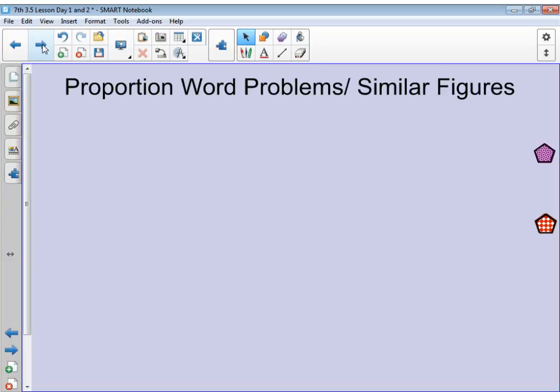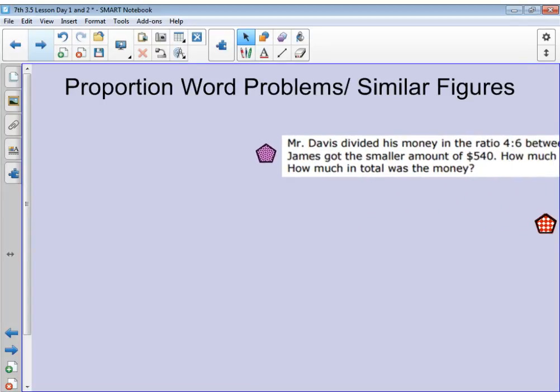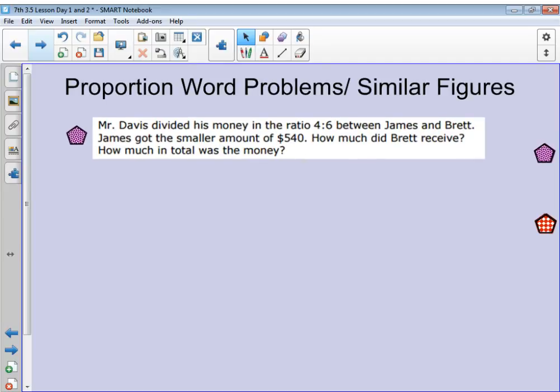Okay, so today we'll start out with word problems. Kids get very good at solving proportions, but as soon as they're given a word problem, sometimes they get confused. So we're going to practice using a ratio table to set up and solve word problems. Here we have Mr. Davis divided his money in the ratio of 4 to 6 between James and Brett. The key thing to remember, unless other information is included, is that the ratios usually go along with the way the names are set up, like here, unless other information is given.